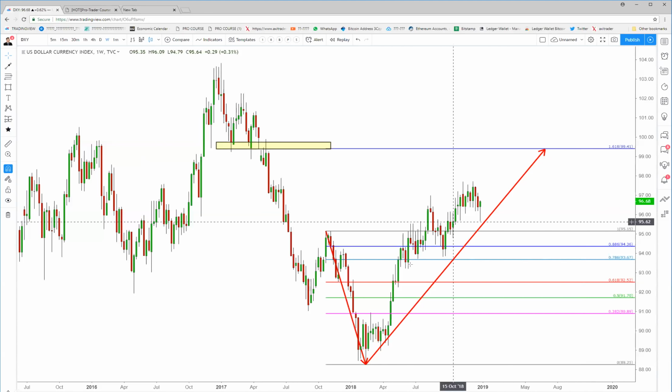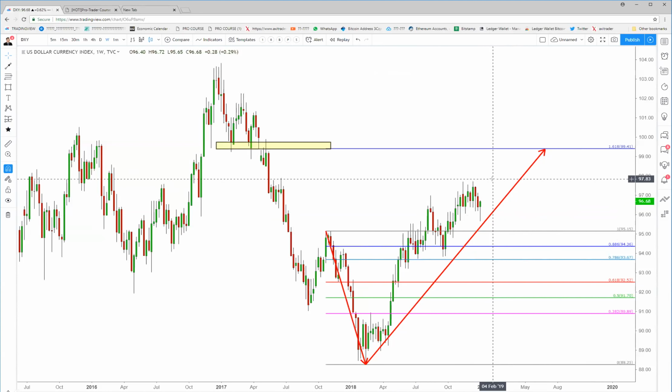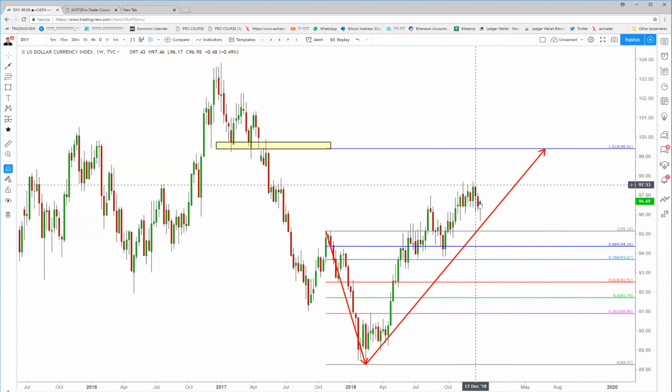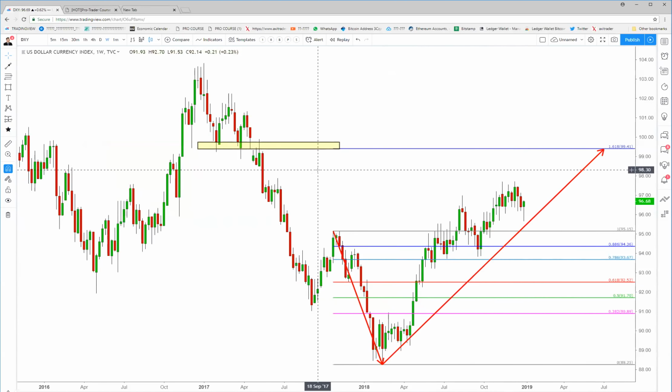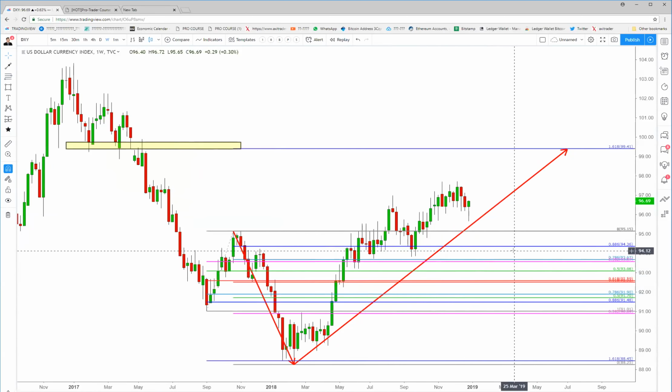Okay? So as long as the dollar is still in the bullish trend, it may still go up and break 97, break 98, touch 99.41. This is something that we have to notice, okay? Because I just realized the dollar likes to go to 1.618. You can see here, guys.